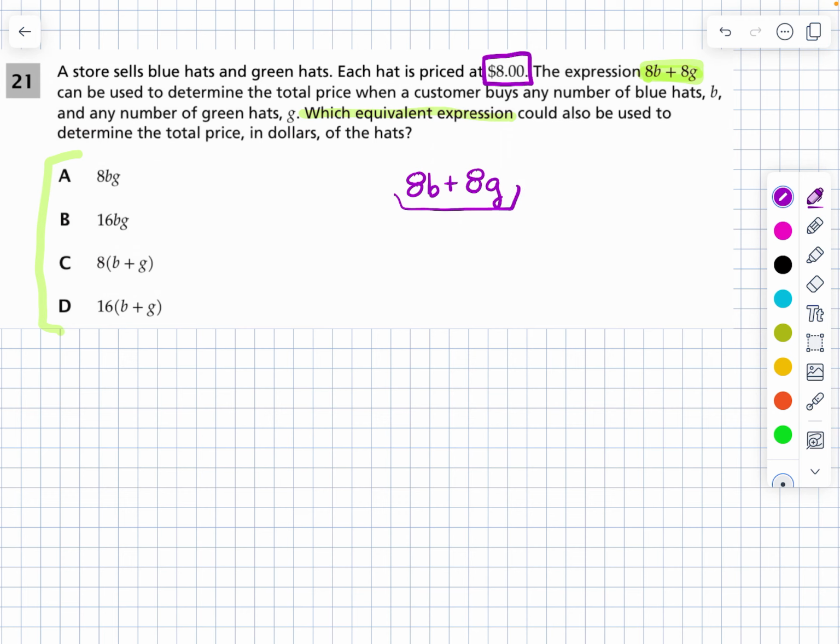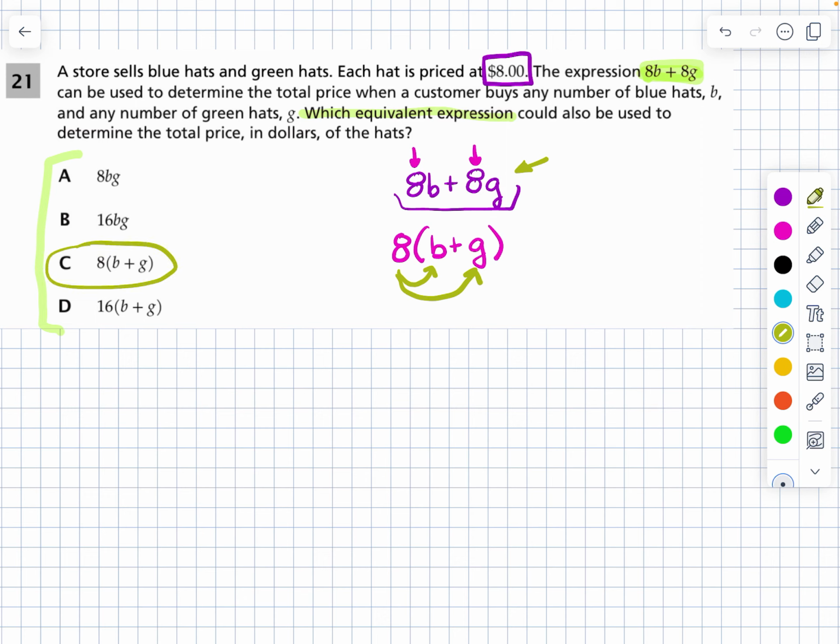One thing I notice right off the bat, there's an 8 in both of these terms. So I know that I can take that out. So I can say 8 and then keep the B plus G in parentheses. Just in case you're not seeing this, if I distribute it back out, I get 8B plus 8G, which is what we have right here. So this is the answer.